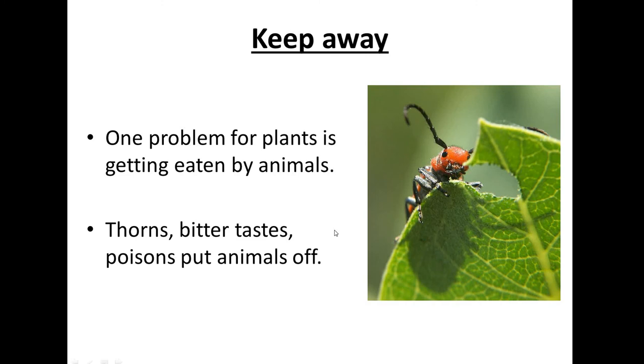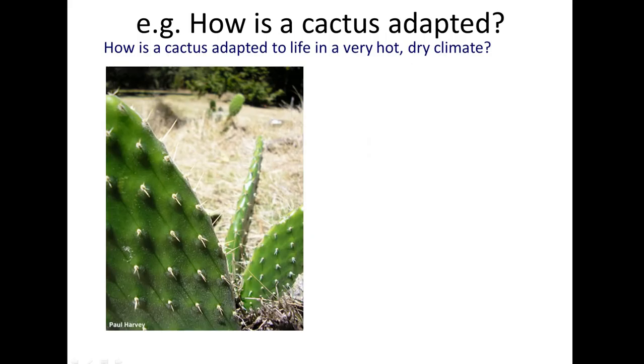Plants also have adaptations to stop insects from eating them, so they might have quite a bitter taste, so that deters insects from eating them. They might have poisons, they might have thorns. Nettles have a sting which deters predators from eating them.